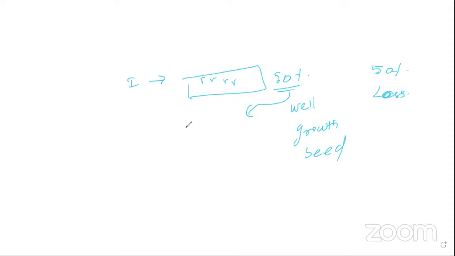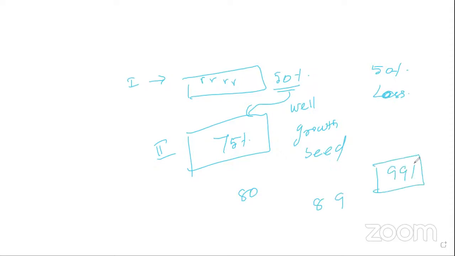The well-grown seed is taken from this and grown the next time. The second step, second practice. This is the first practice, and in the second process we get 75%, next 80%, 89%, 99%. When it attains 99%, those seeds are collected, approach the farmer and introduced to the farmer.